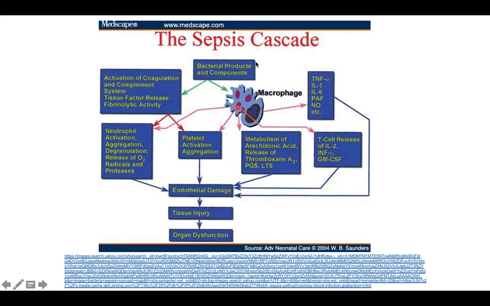This was just a cartoon, you guys, of the sepsis. This is the cytokine storm that's caused by bacterial products, and the classic one, again, you guys, was endotoxin, the lipid A of lipopolysaccharide.